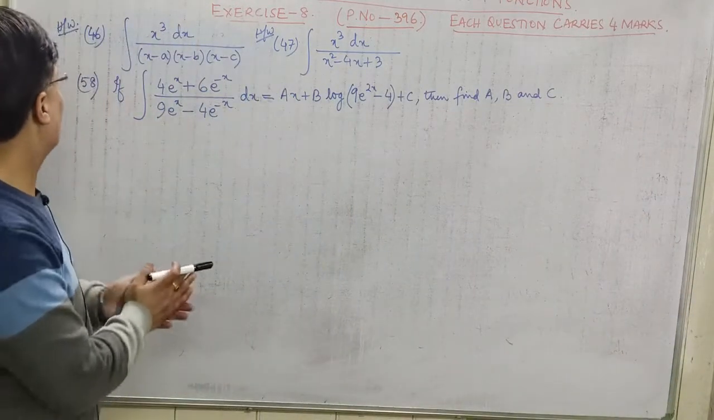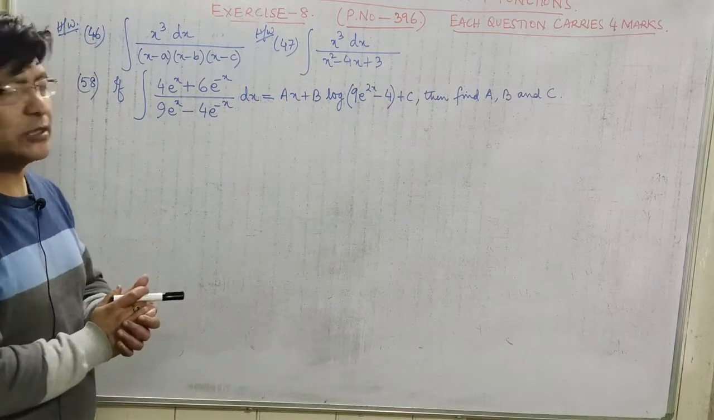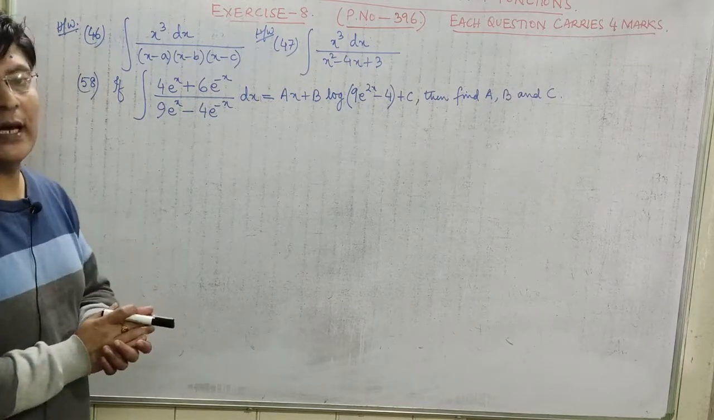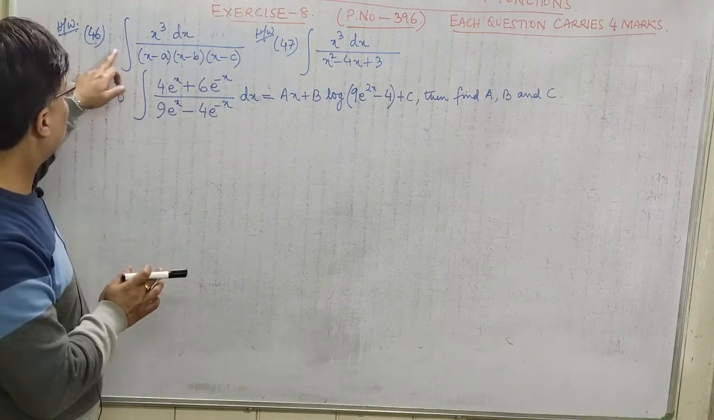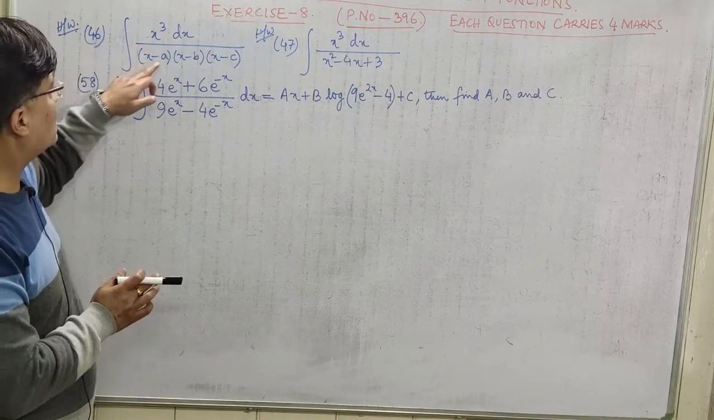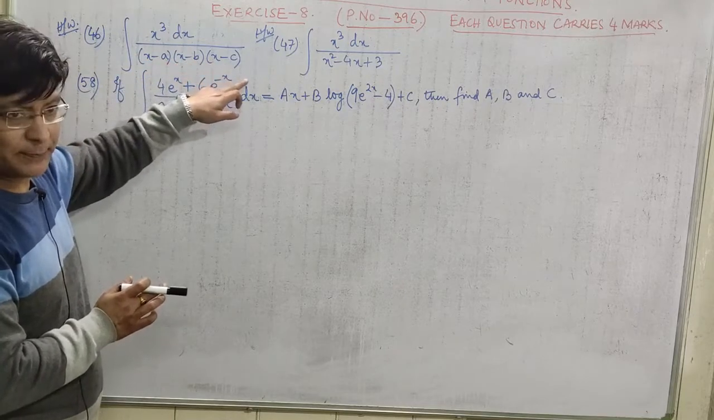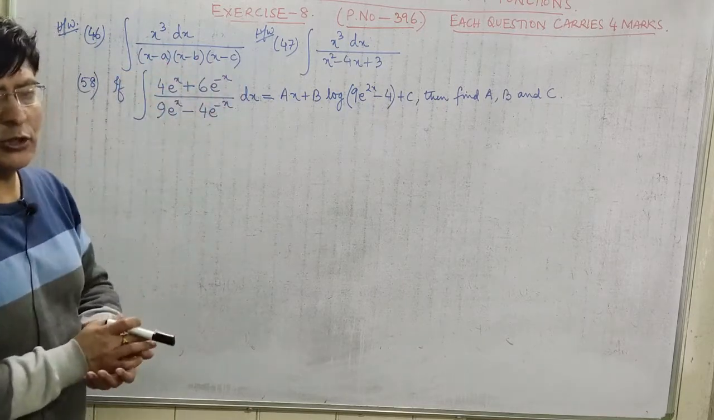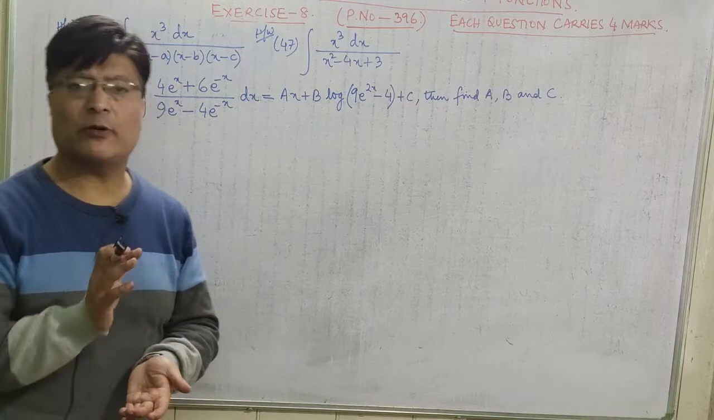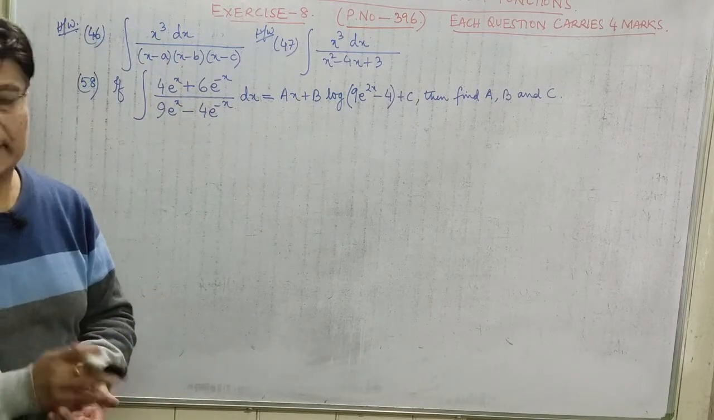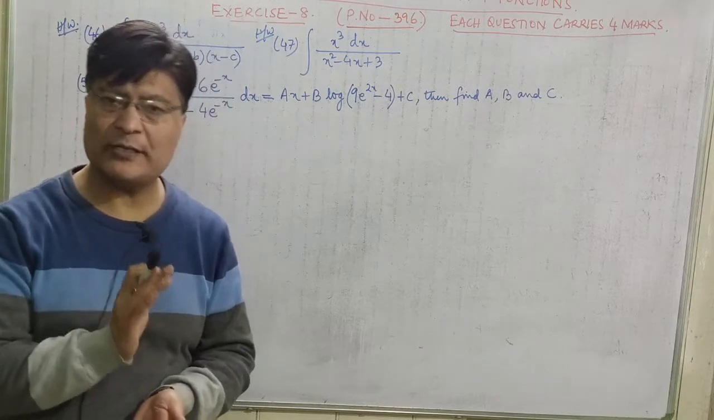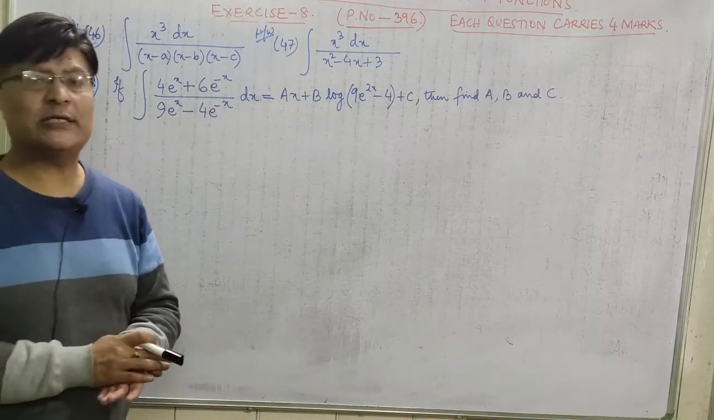So now question number 46 and 47 are your homework. So I'll give you the hints for 46 and 47. That is, 46 is integral x cube dx divided by x minus a, x minus b, x minus c. If you multiply the denominator, you will get x cube. The highest power of x will be 3, and in the denominator also, the highest power of x is 3. That is, the highest power of x in the numerator and in the denominator are same.